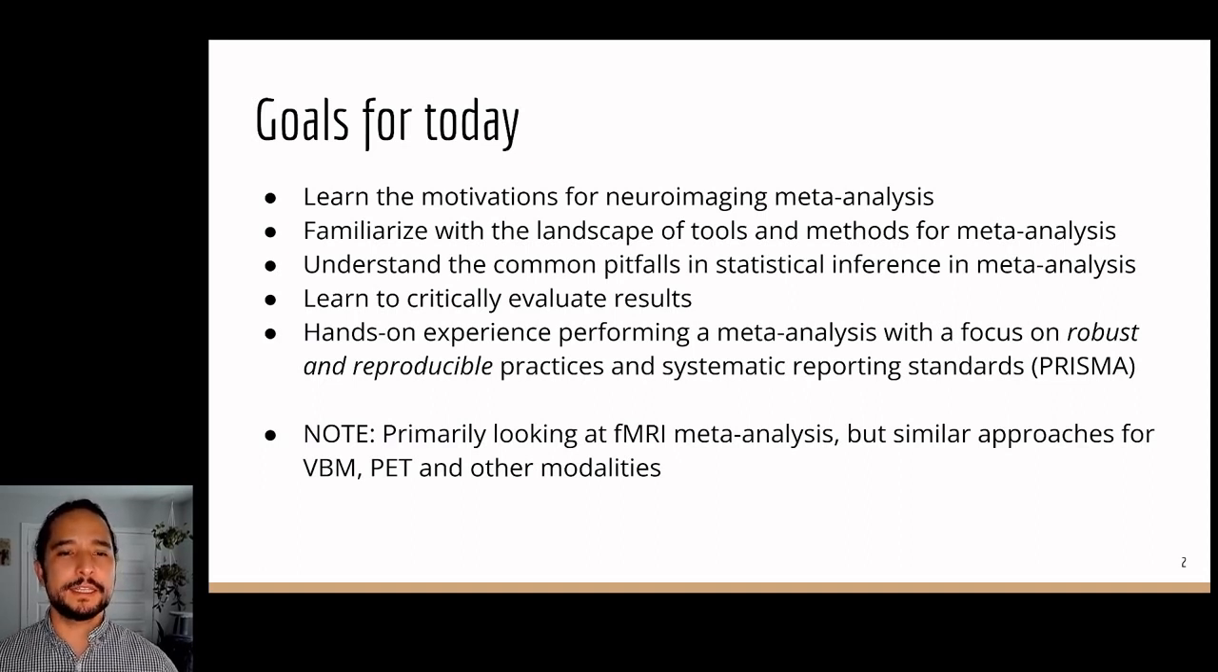One note is that in today's course, we'll be primarily looking at fMRI meta-analysis, but very similar approaches can be applied to PET, and there are also emerging techniques for other modalities.